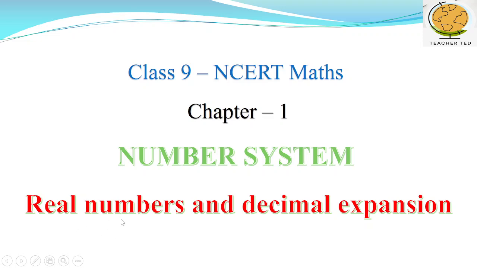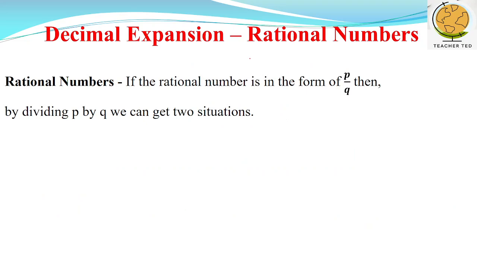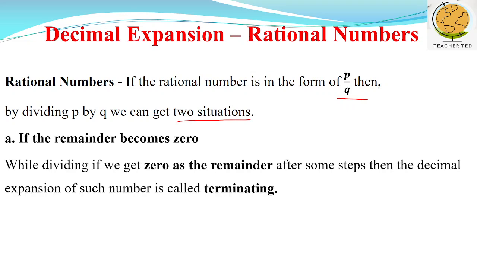Today I'm going to teach you the real numbers and their decimal expansion. We already know the meaning of real number, and if you divide p by q, then by dividing we'll get two situations. Either the remainder becomes 0 or it does not become 0. If the remainder becomes 0, then that kind of decimal expansion is called terminating expansion. This is very important. So what is terminating expansion? If the remainder becomes 0 when we divide the rational number in the form of p by q.